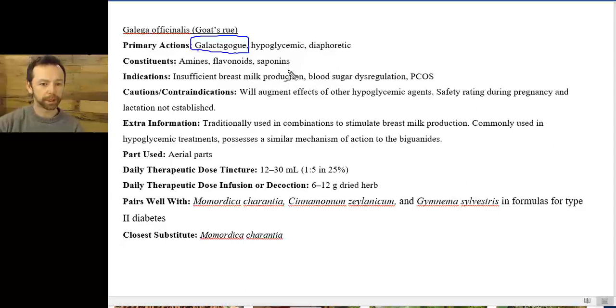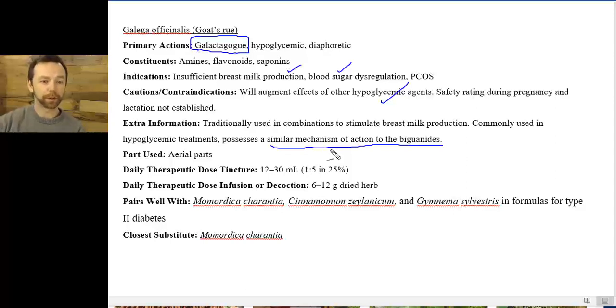So these are really two things it does. Both of these pretty clearly suggest it is a true endocrine regulator in terms of its actions. It will augment the effects of other hypoglycemic agents. Sure it will. Yep. Traditionally using combinations to stimulate breast milk, and here's what we talked about. Similar mechanism of action to the biguanides. Not a lot more to say about it. We kind of use it for those two things. We don't really use it for much else beyond those two things.